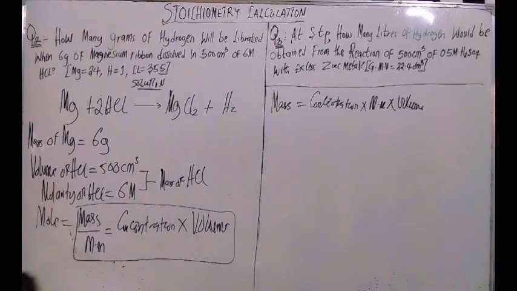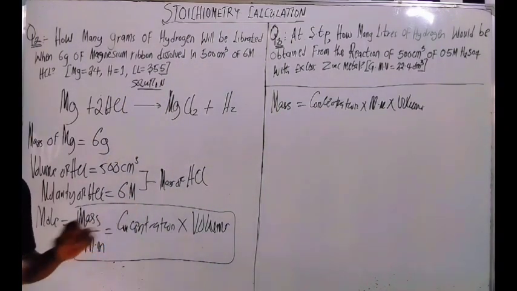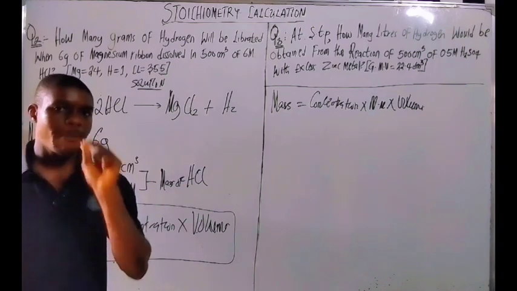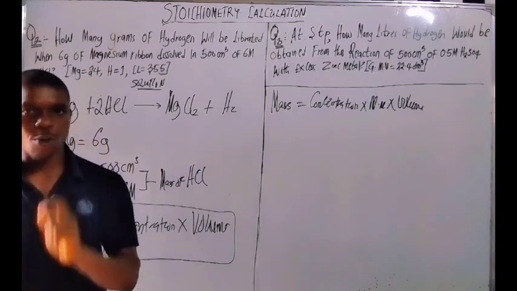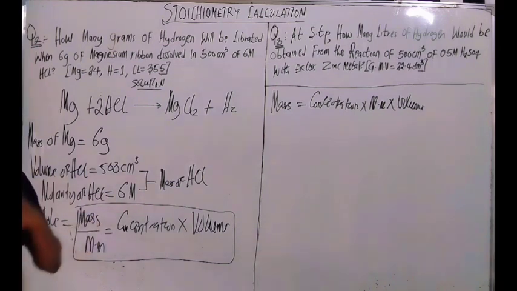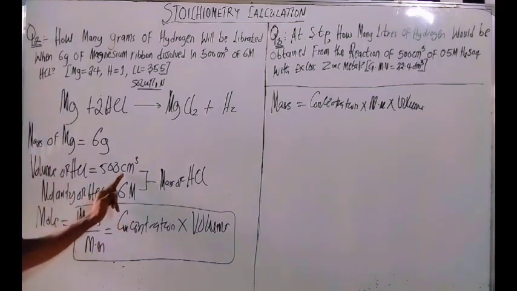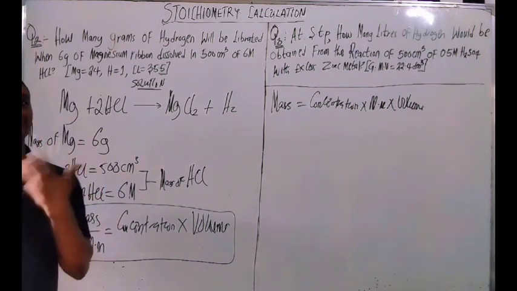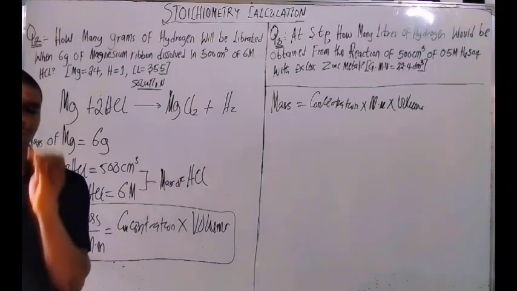So now what is my concentration? My concentration is 6 molarity. And molarity is mole per dm cube, or mole per liter. Because volume must always be in dm cube, I'm going to convert this cm cube to dm cube. And let me ask you here, how do we convert cm cube to dm cube?